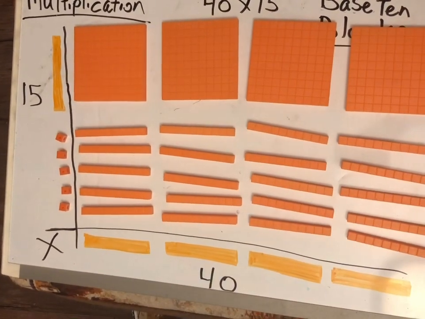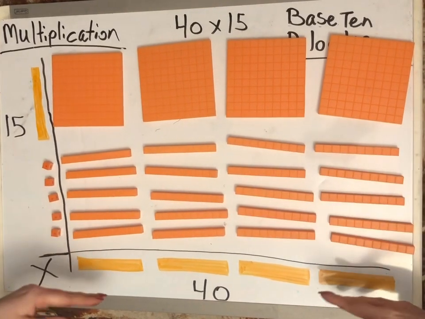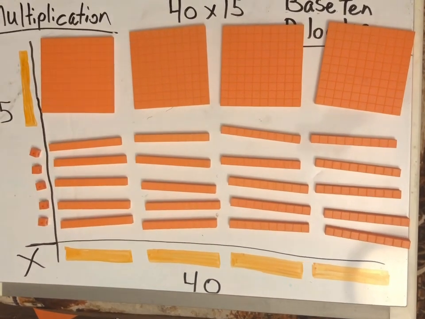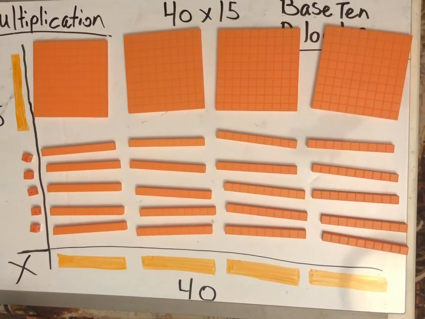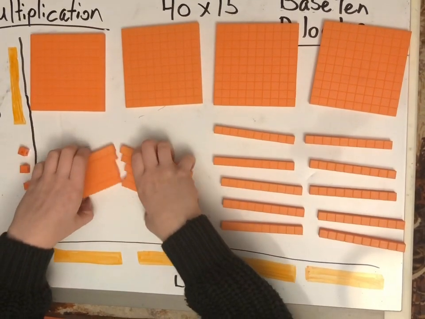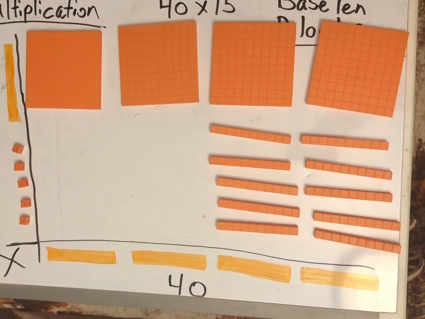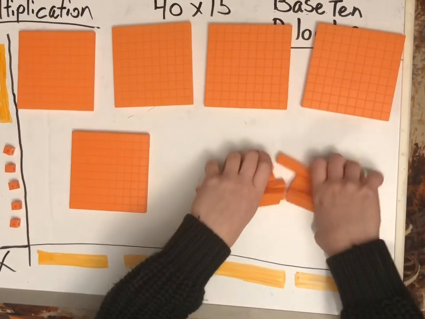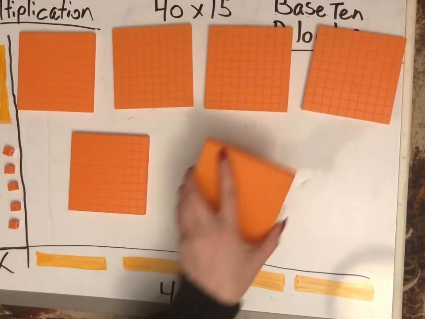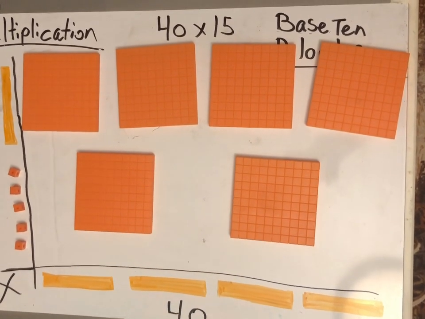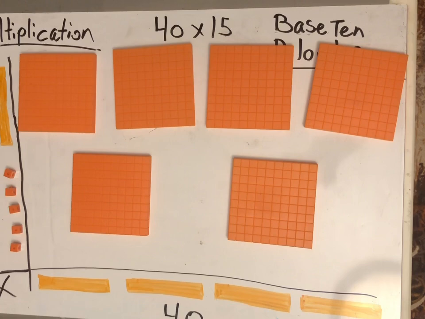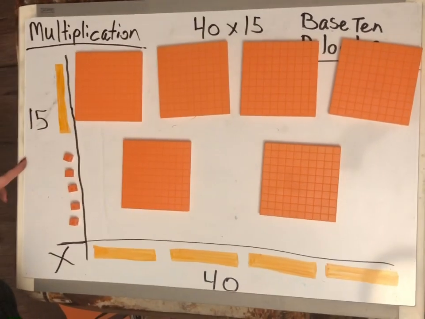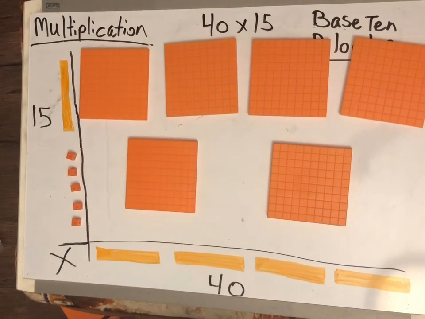Okay, so now I'm going to look at what I have, and I see that I have a bunch of rods that I can condense into flats. So 10 rods makes a flat, and these 10 rods make a flat. And I'm left with 6 flats, which is 600. So 40 times 15 equals 600.